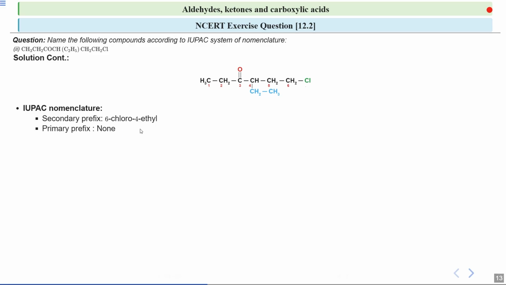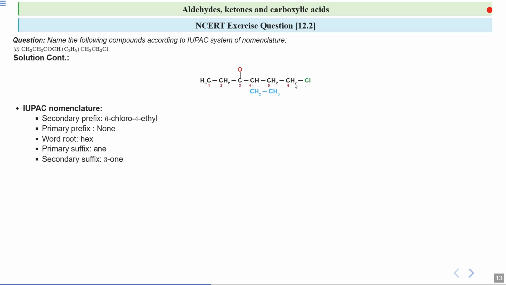Next, we have the primary prefix. Here we have no primary prefix because it is an open chain structure. Then comes the word root. This tells us the number of carbon atoms in the main chain. If you see the longest carbon chain, 1, 2, 3, 4, 5, 6, it has 6 carbon atoms. So the root word will be hex. Now comes the primary suffix, which indicates the type of carbon-carbon bonds. Since all the bonds are single, we use -ane as the primary suffix.